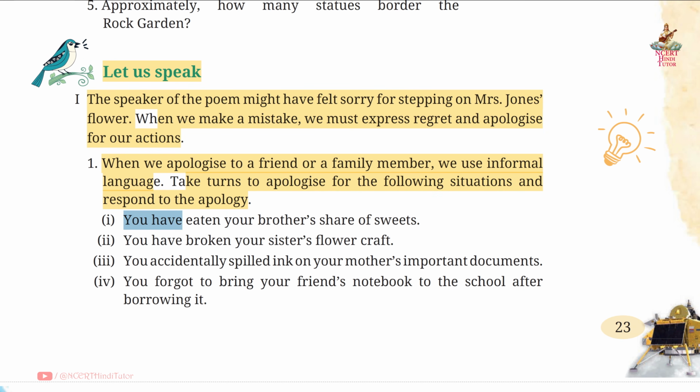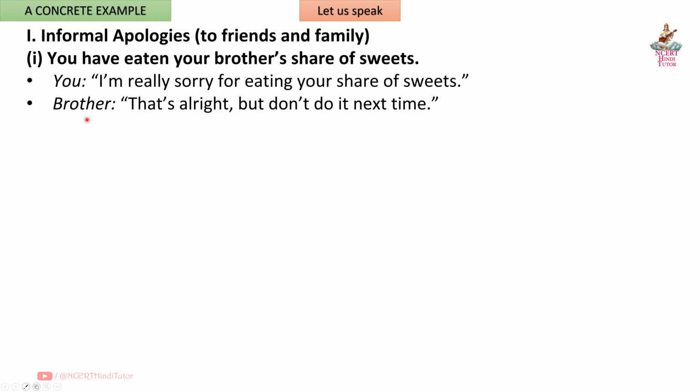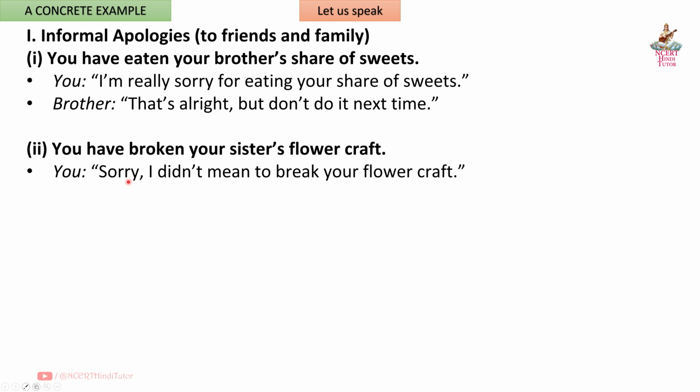First, you have eaten your brother's share of sweets. Answer: You: I am really sorry for eating your share of sweets. Brother: That's all right, but don't do it next time. Second, you have broken your sister's flower craft. You: Sorry, I didn't mean to break your flower craft. Sister: No problem, these things happen.